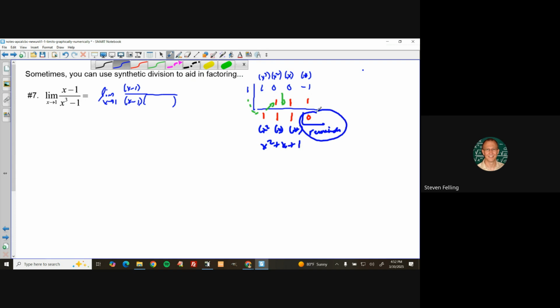And since that remainder was 0, that means this did divide out and leaves the polynomial x squared plus 1x plus 1 left. So you can use synthetic division to try to factor this, because now these cancel, and this is equivalent to the limit as x approaches 1 of 1 over x squared plus x plus 1, which means I can plug in a 1 for these x's. 1 squared plus 1 plus 1 is 3, so 1 over 3. And so that evaluates to the value 1/3.